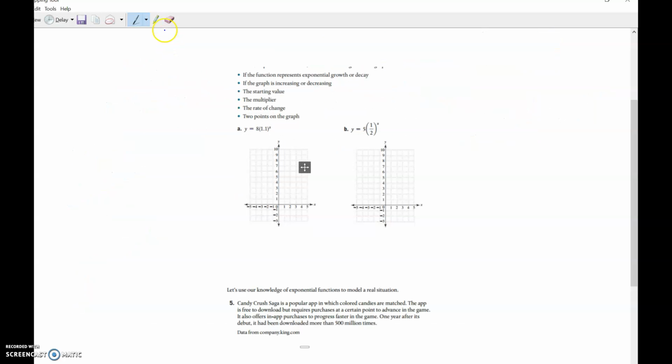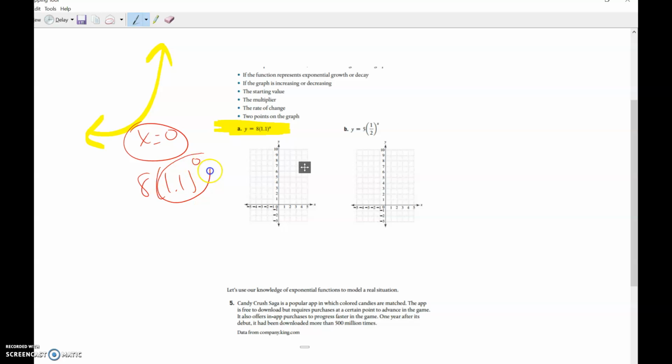Okay, so if you look at this first graph, both of these are exponential. This I know is going to go like this. It's going to be exponential growth because it's 110% as a multiplier. It's always a good idea to sub in x equals 0 because that's going to give you your starting amount. So 8 times 1.1 to the 0 power, anything to the 0 power is 1, so that's just 8. So I know this starts at 8, which again is your starting amount. And then I might sub in x equals 1, which would be 8 times 1.1 to the first power. That's going to be 8.8, which is going to go right there.